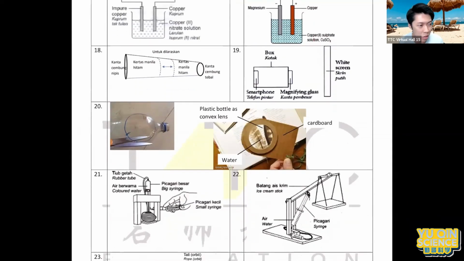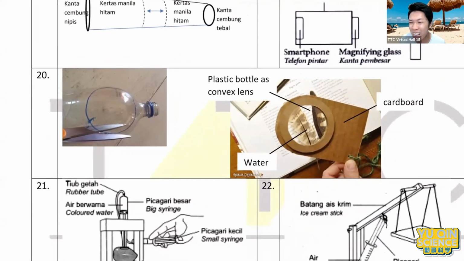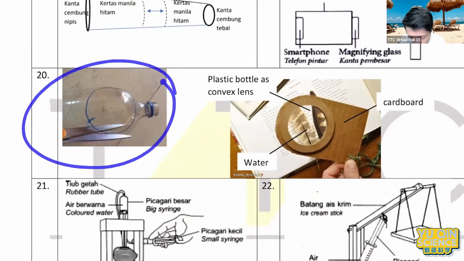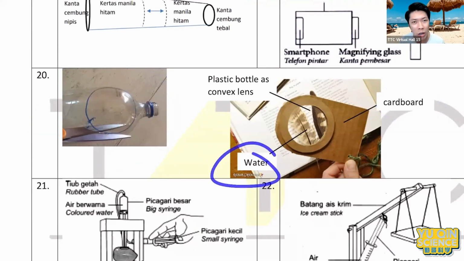Okay, Chapter 7. Okay, this is one of the very interesting questions I found. To make a magnifying glass with a water bottle, with cardboard, with water. Then I was like, what? Then I remembered this.